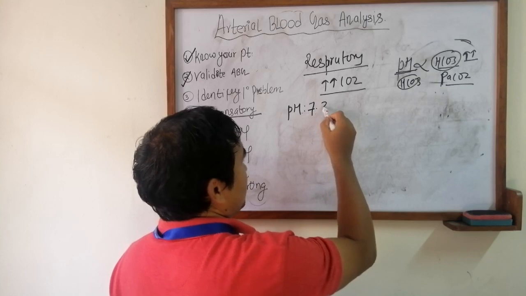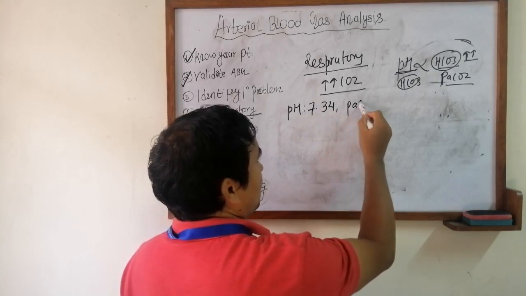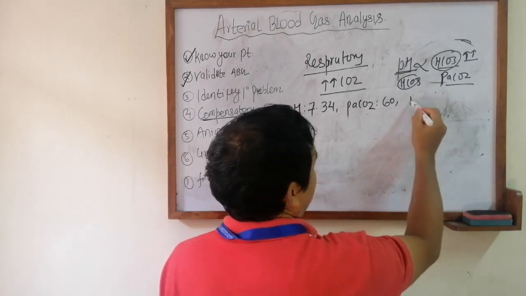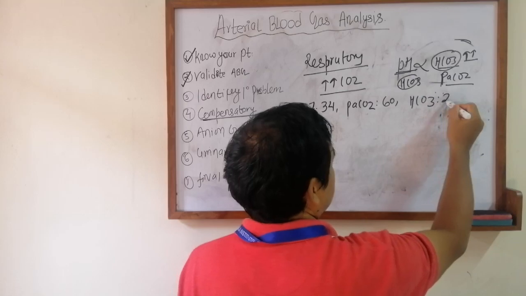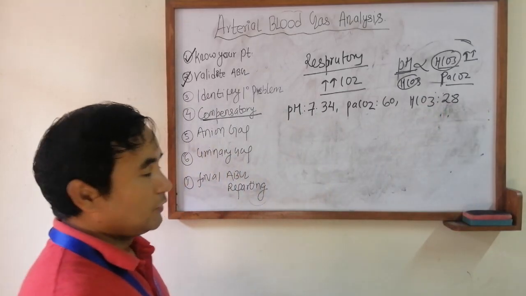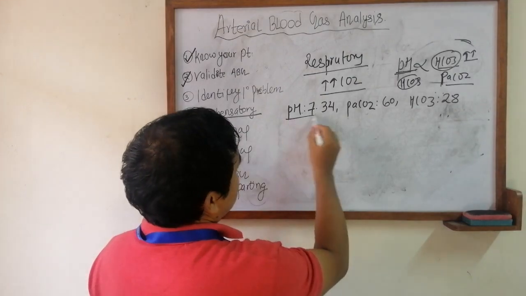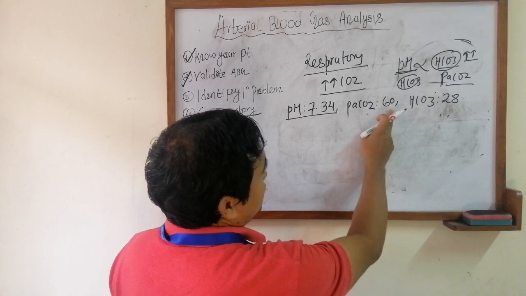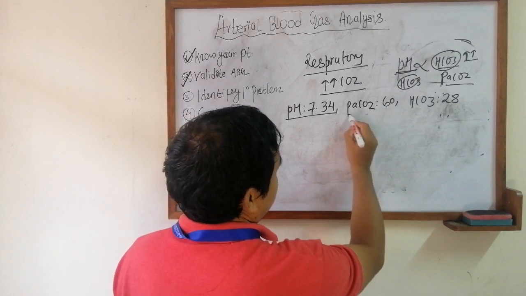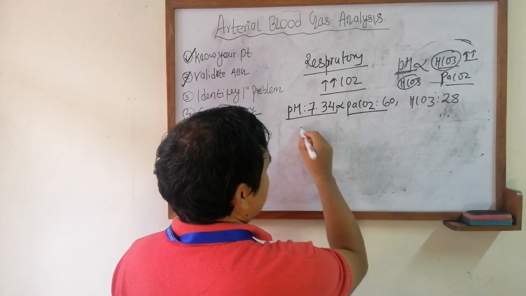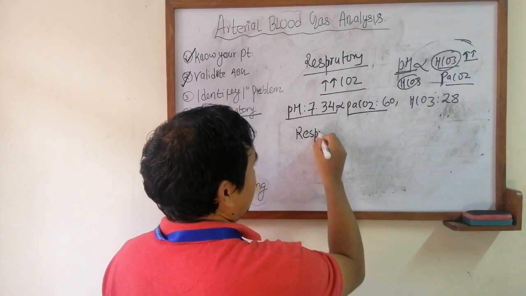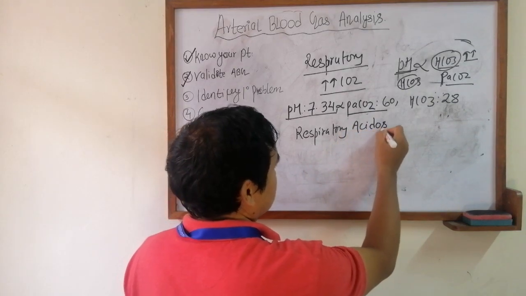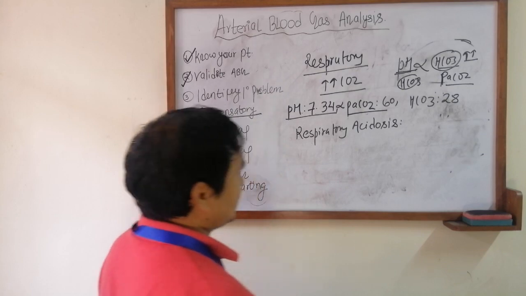If someone has a pH of 7.34, PCO2 of 60 and bicarbonate level of 28. So here pH is 7.34, so there is acidemia. It's because of the increase in PCO2. Because there is an increase in PCO2, they are going in opposite directions. So that's why it is a respiratory acidosis.